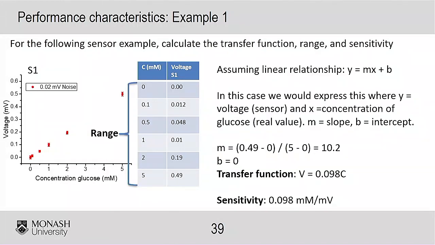In this case, the solution is up there, but a brief explanation of that. If we're looking at the transfer function, it's just a linear equation. In this case, we can see that's quite clear. I put y equals mx plus b just because I didn't want to confuse the c from concentration of glucose by using y equals mx plus c. So in this case, we would express the y value as the voltage of the sensor, and x as the concentration of the glucose, because that's how we've been presented with the data.